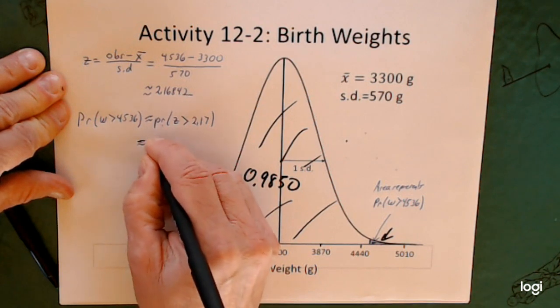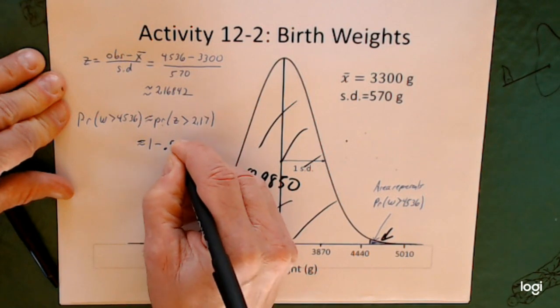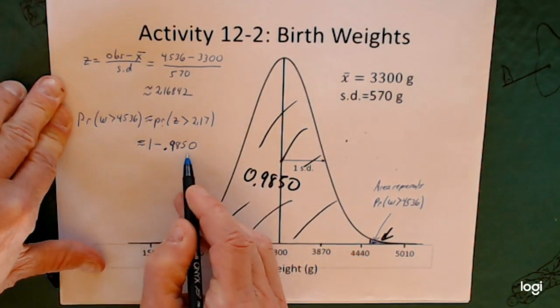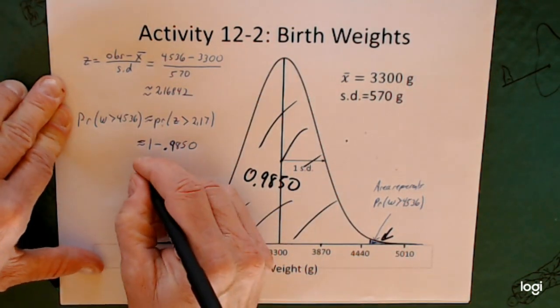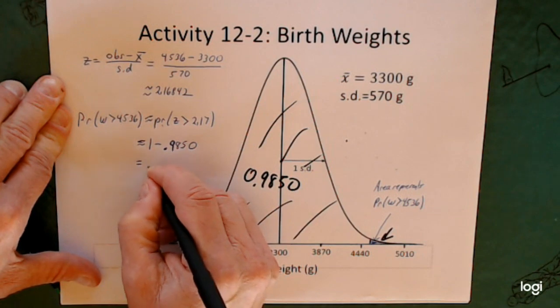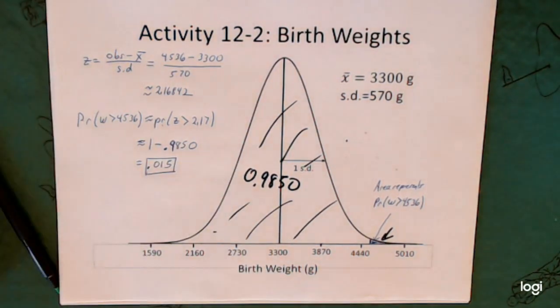and that's going to be 1 minus 0.9850, right? 100% minus 98.5%. So that's going to leave us with 1.5%, or 0.015. So about 1.5% of babies have a birth weight greater than 10 pounds. All right, make sense? Okay.